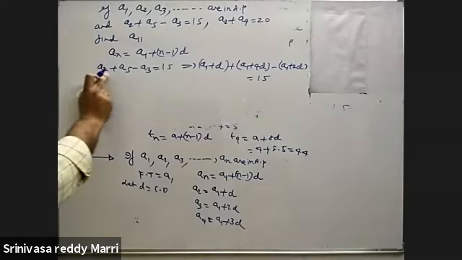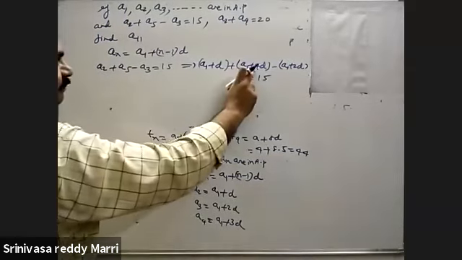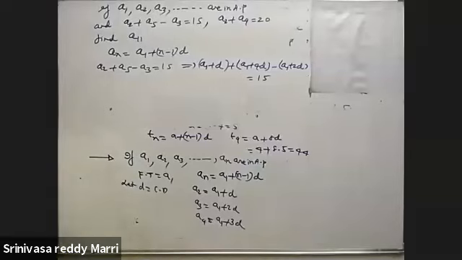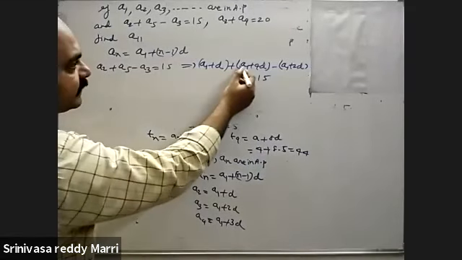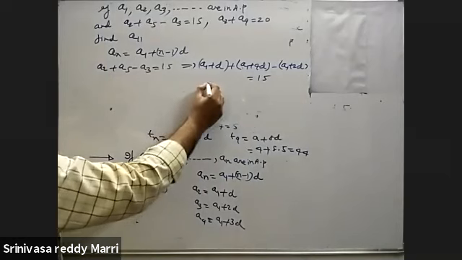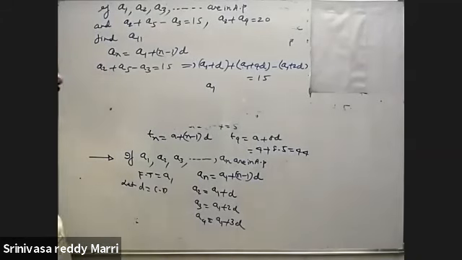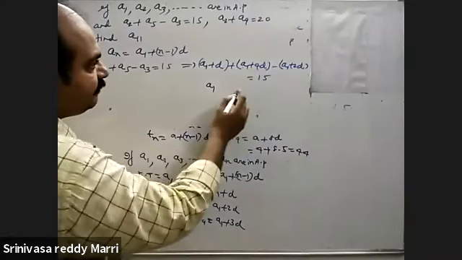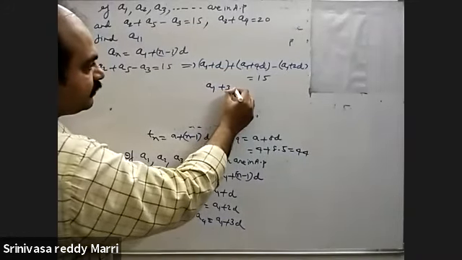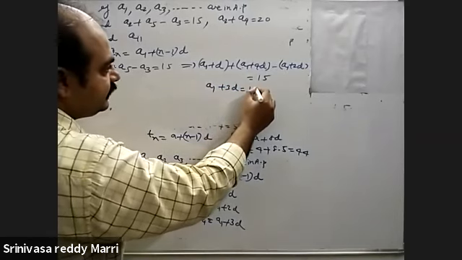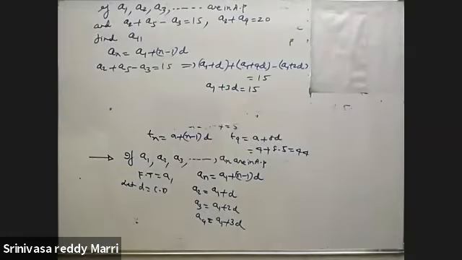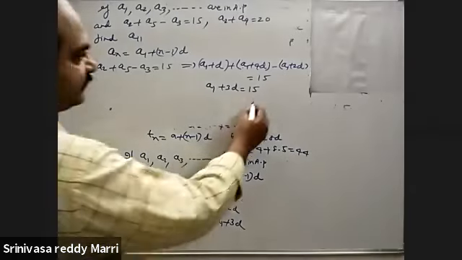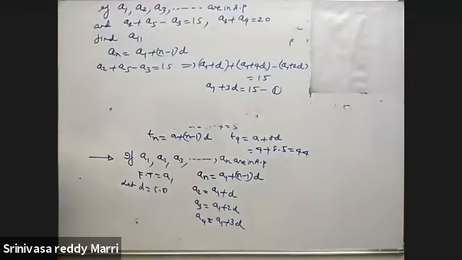Now A2 is nothing but A1 plus D. A5 is A1 plus 4D. A3 is A1 plus 2D. Now if you look at A1 plus A1 minus A1, what relation do you get? A1. Look at D plus 4D, 5D, minus 2D, plus 3D equal to 15. 3D equal to 15. Right? Let us say this is the first equation. Let us take the first equation.